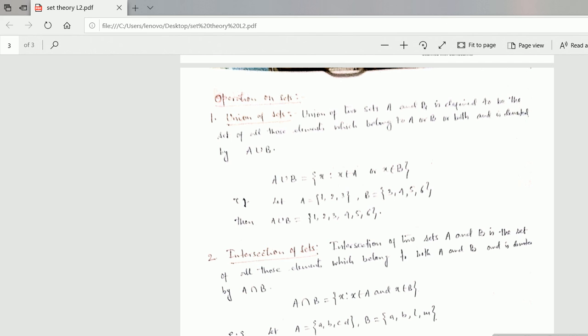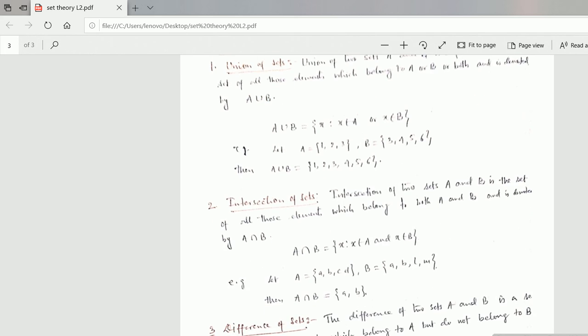For example, let A be equal to {1, 2, 3}, these are the elements, and set B has elements {3, 4, 5, 6}. So A union B will be {1, 2, 3, 4, 5, 6}. These either belong to A or B or both. You have to take each one only once. That is 1, 2, 3 I have taken, I am not repeating 3 again. I have taken 3 once, then 1, 2, 3, now 4, 5, 6.